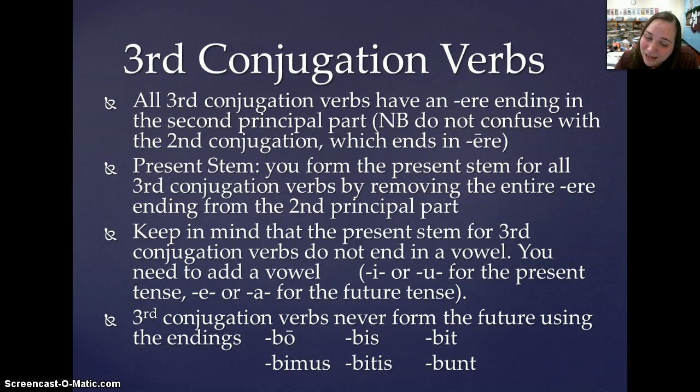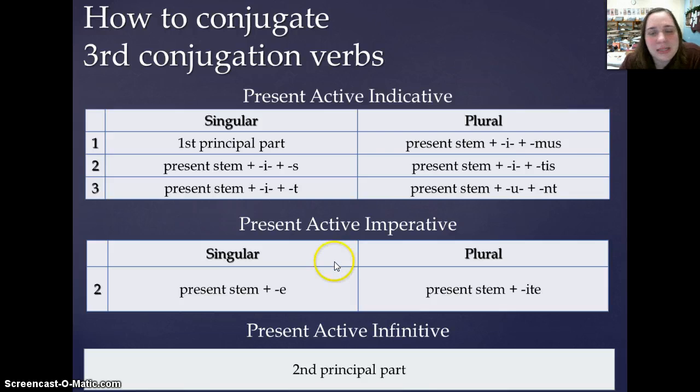So third conjugation verbs never form the future using the endings bo, bis, bit, bimus, bitis, bunt, those future endings that you're used to. Only the first and second conjugations form the future by using bo, bis, bit. Third conjugation uses a vowel change. If you have the vowel I or U, then you're in the present tense. If you have the vowel E or A for a third conjugation verb, you're in the future tense. Okay, so let's take a look at the charts and see what this means.